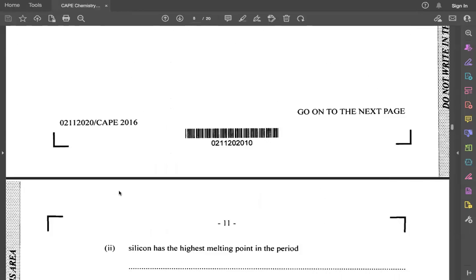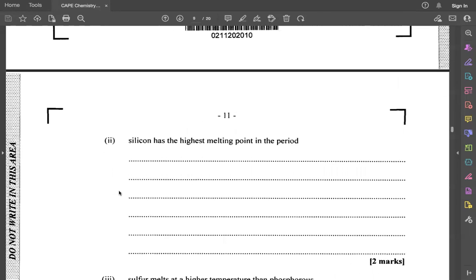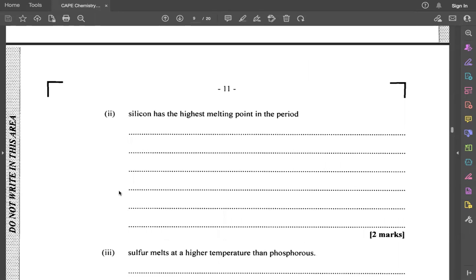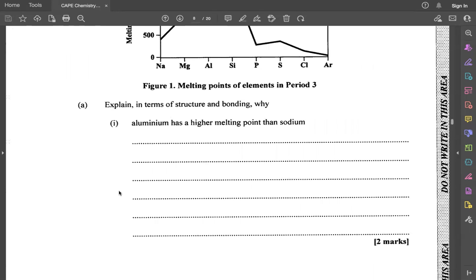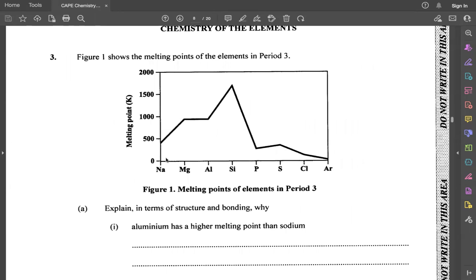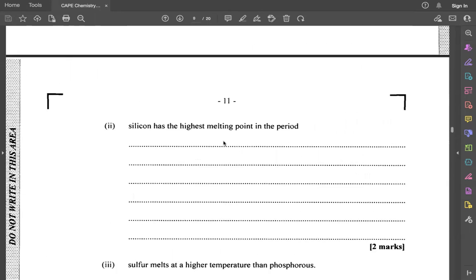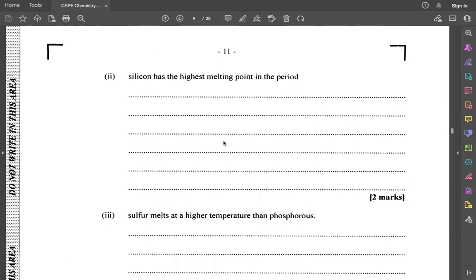So the other one is asking us to explain why silicon has the highest melting point in the period. So in the entire period, period 3, silicon has the highest melting point. Why is that? And so we have to explain that for 2 marks. So let's get to it then.